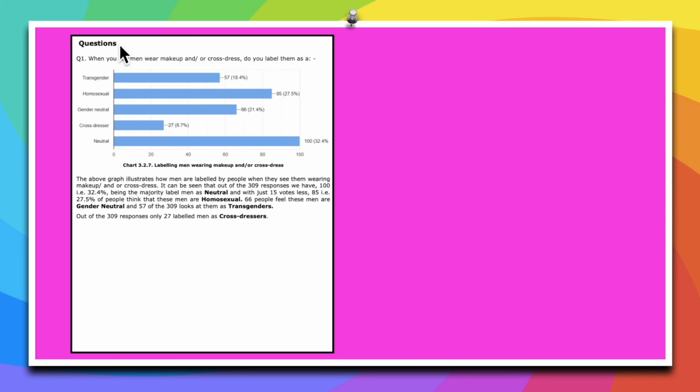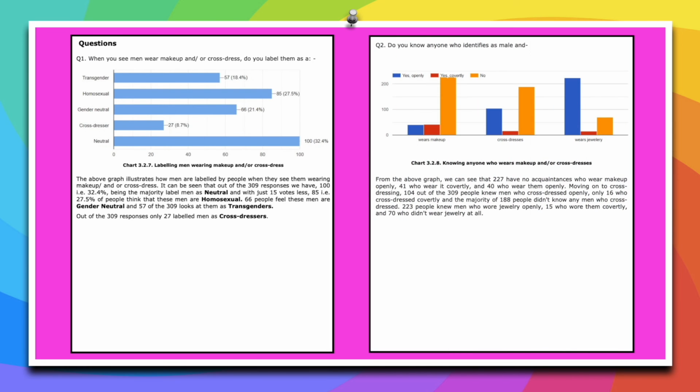Here is an example of how the students have placed one question, then the graph on the basis of the data collected, and the written analysis of what they understood from this graph. Here is one more example for you. This is the second question. Please note that each question is placed on a fresh page. This is the graph and the other inferences that they have drawn.